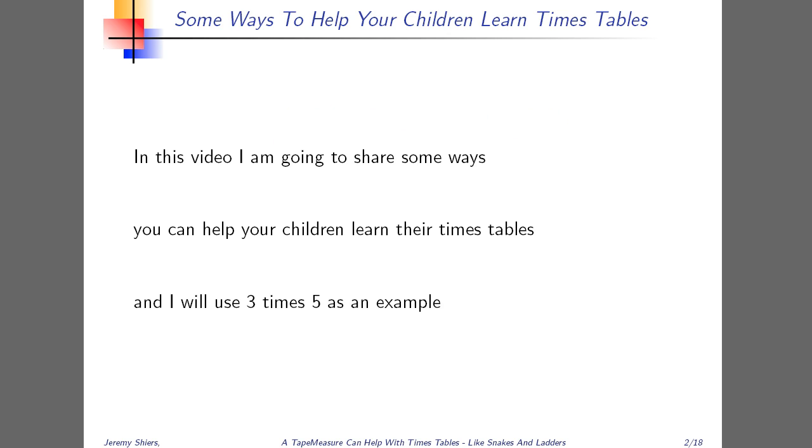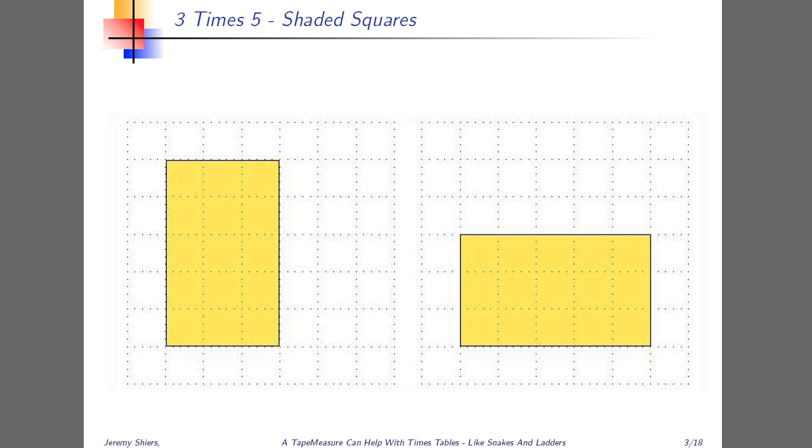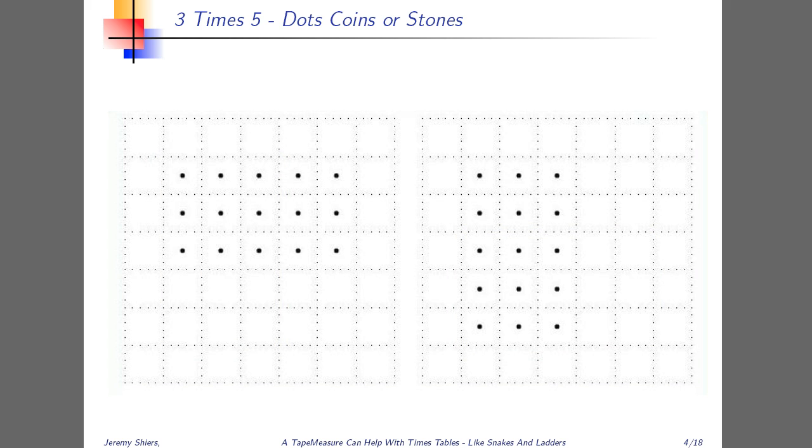In this video, I'm going to share some ways you can help your children learn their times table, and I'm going to use 3 times 5 as an example. One way you can show them 3 times 5 is to colour in a grid of squares and then count the number of coloured squares. You can lay out dots, stones or coins in a grid, then count the number of dots, stones or coins. Either shading or dots make it simple to show 3 times 5 equals 5 times 3. You just turn the grid through 90 degrees.